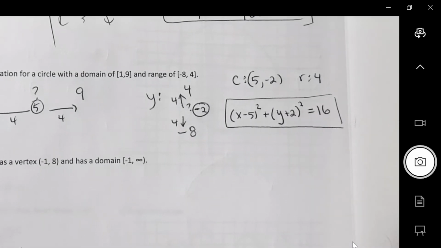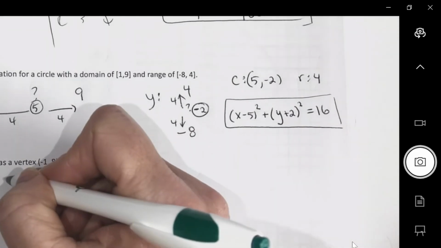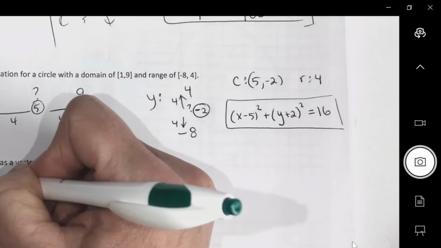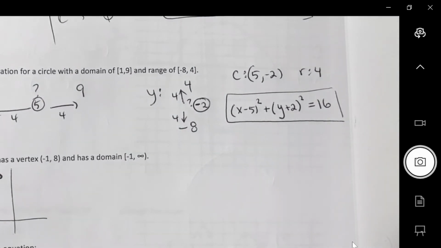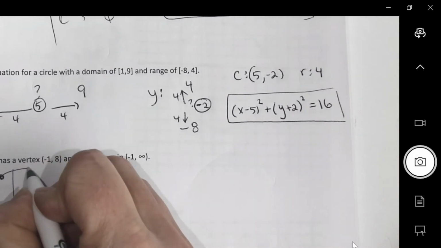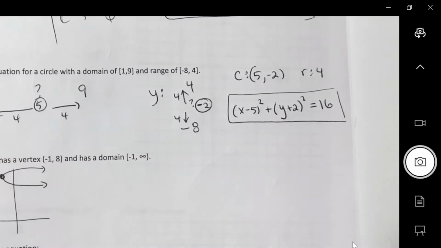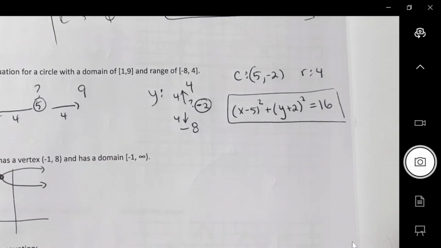Okay, we have a parabola that has a vertex of -1, 8. And the domain goes from -1 to infinity. So it looks like that, if that's what I'm thinking. So I need a horizontal. Do you remember the horizontal? You need a what squared?